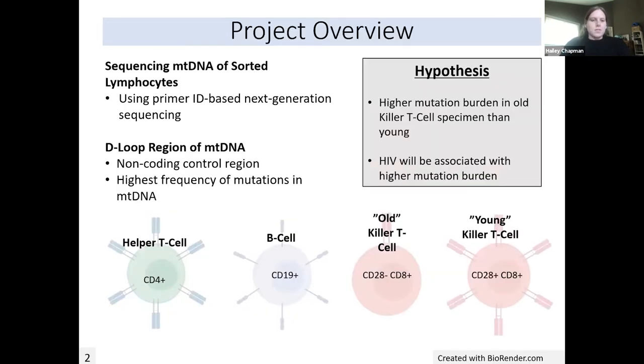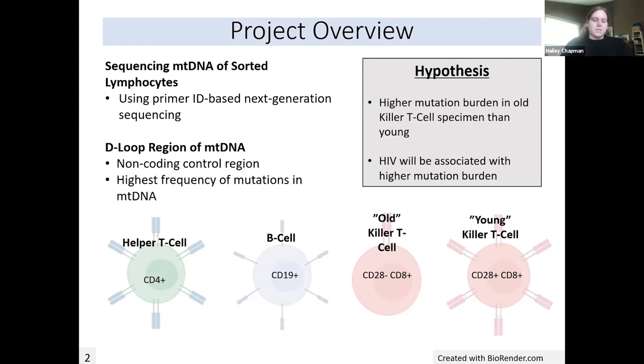So we're investigating this using a super precise sequencing assay. This assay allows us to detect a mutation occurring in as few as 1 in 500,000 base pairs. We're sequencing a portion of the D-loop region of mtDNA. The D-loop region is critical for mtDNA replication and transcription, and it is the portion of mtDNA with the most mutations. In this project, we are sequencing four cell subsets: T helper cells, B cells, and two subsets of killer T cells, one old and unable to activate, and one younger subset.